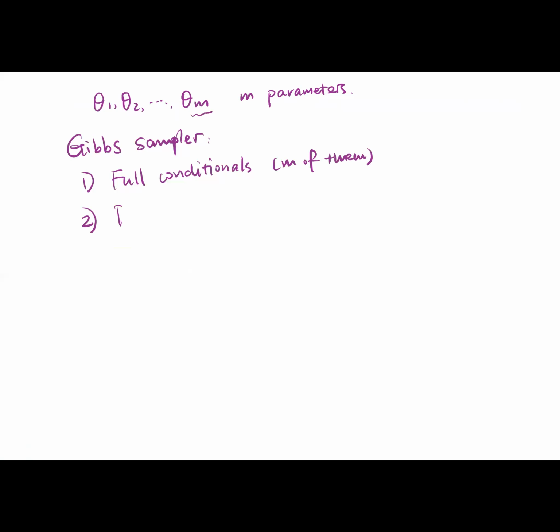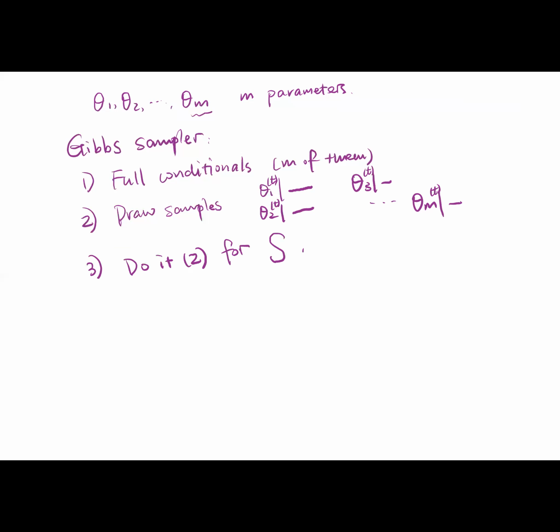The second step is you're going to draw samples. Samples are drawn sequentially. Theta 1 given, and another notation we can use to be simpler is to write a long hyphen over here to mean everything else. So I'm going to sample theta 1 from here, theta 2 from this, theta 3 from this, until theta m from this, for each iteration. I can write t to represent that particular iteration. And then do it, as step two, for S iterations.